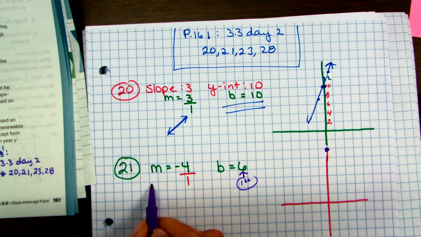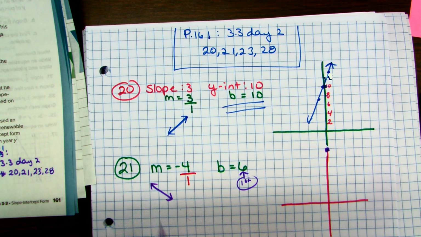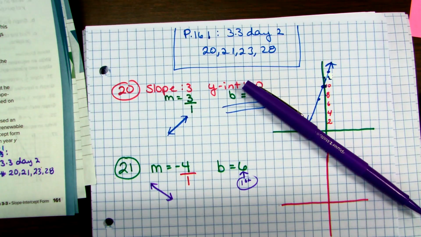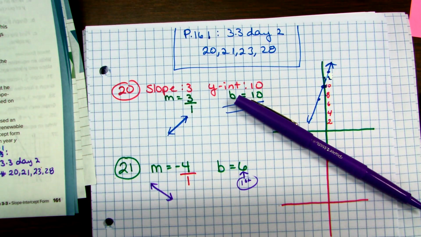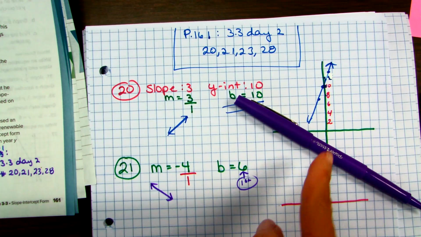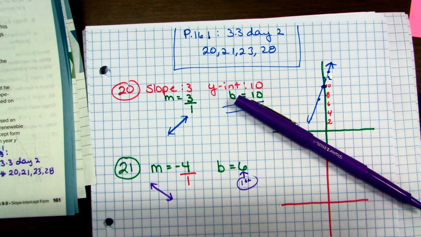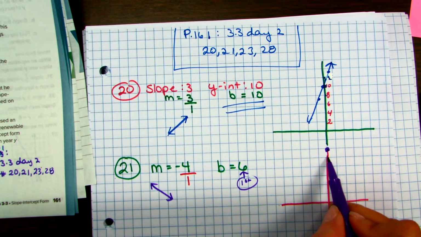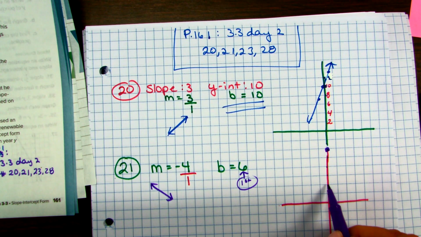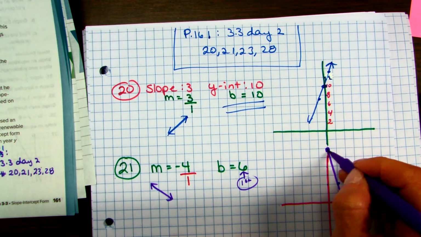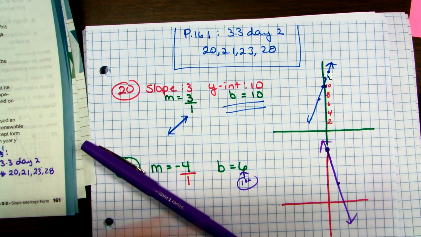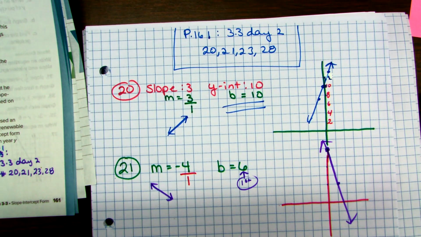Negative slope means it's going to go like that. So I ran out of room going up. That's okay, I have choices, right? I could have gone up and to the left or down and to the right. So in this case, I'll go down 1, 2, 3, 4, right 1. Always double check before you connect your dots that your graph is falling the way you want, either rising or falling. Okay? You do okay on 21?